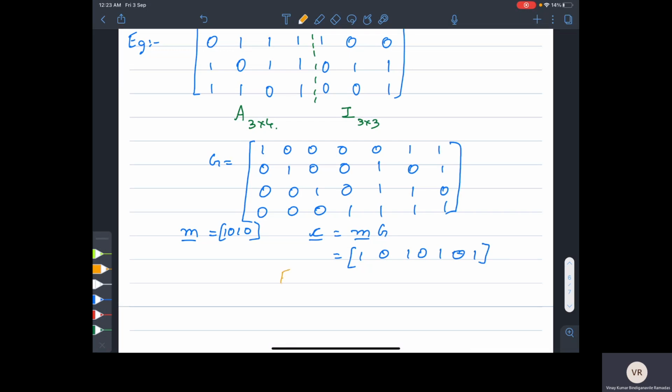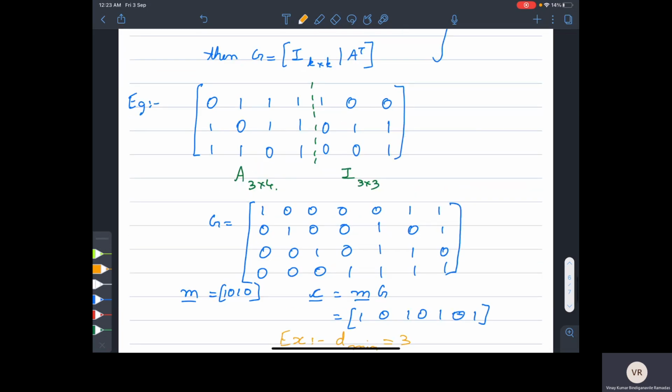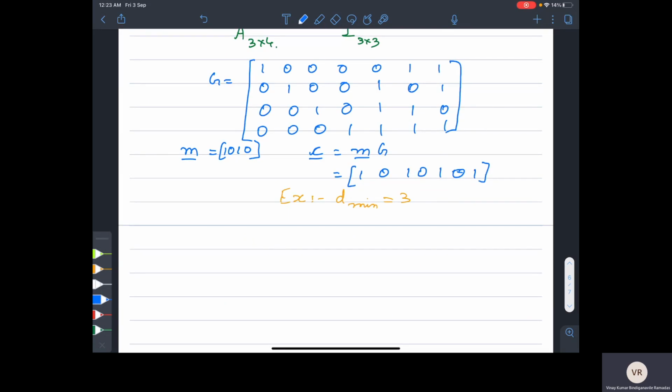Also, another exercise for you is to check that the minimum distance of this code is 3. I've already mentioned how this can be done. One way of doing this is to list all the 16 code words, since the dimension is 4, 2 power 4, out of the 2 power 7 equal to 128 vectors, and see which has the minimum distance, minimum weight. Okay.